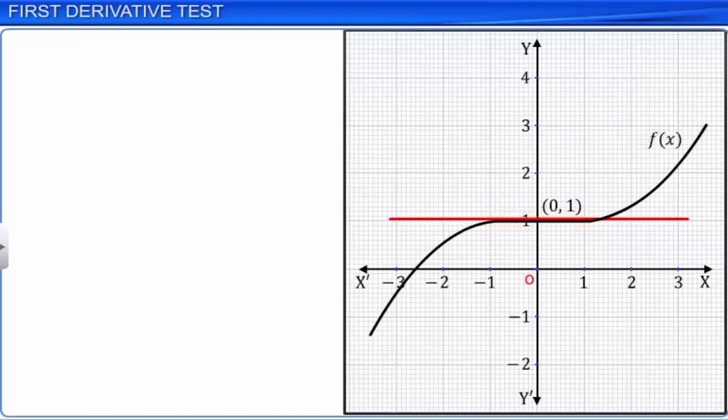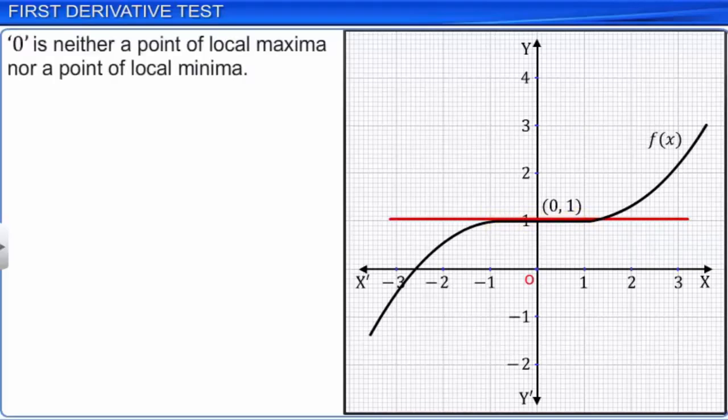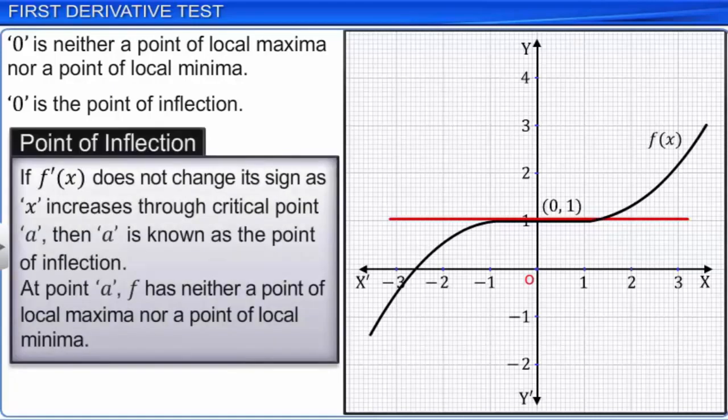Such a point, which is neither a point of local maxima nor a point of local minima, is known as the point of inflection. Mathematically, if the derivative of f does not change its sign as x increases through A, then A is neither a point of local maxima nor a point of local minima. Such a point is called the point of inflection.